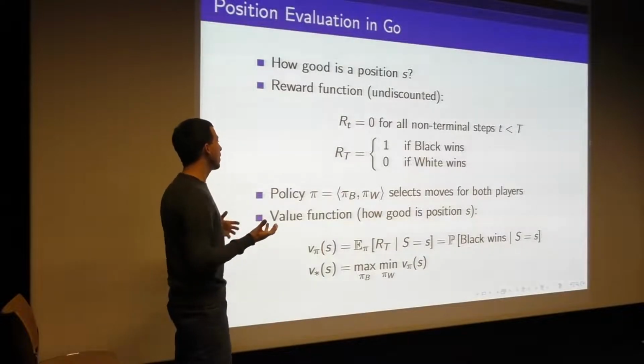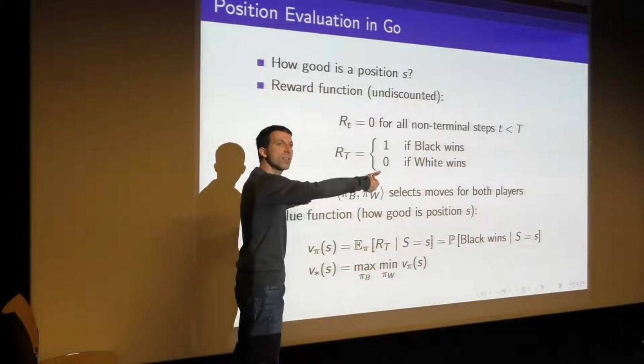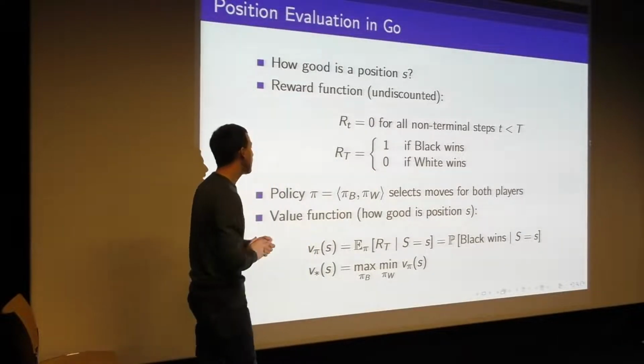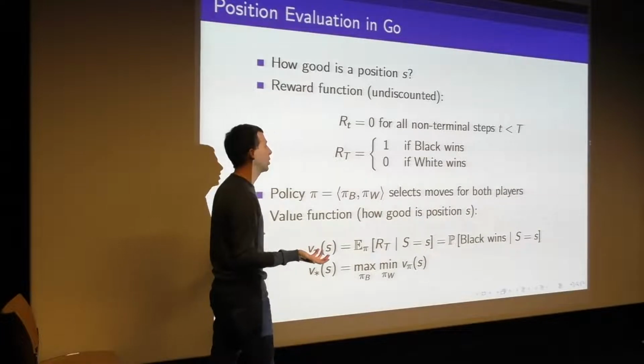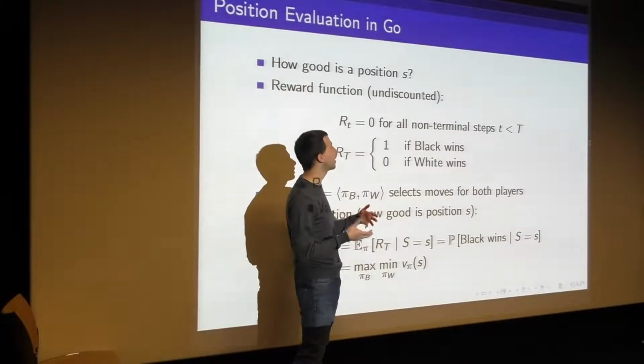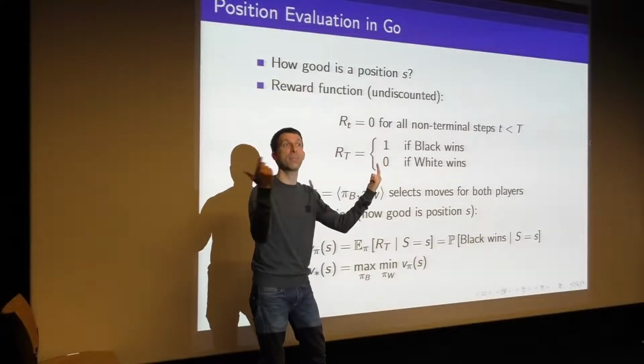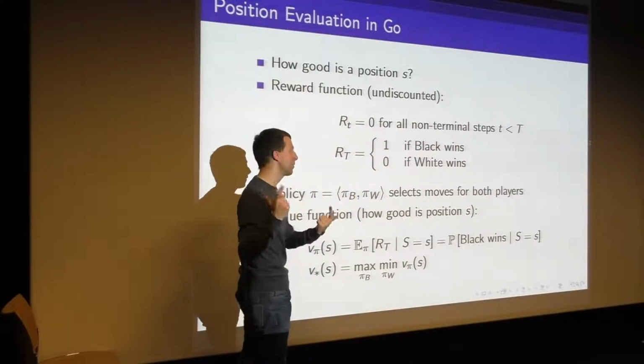And then what we're going to do is consider policies for both sides. We're going to do this by self-play. We're going to pick actions for both sides. We're basically going to now try and learn a value function, which essentially tells us how good is some position S. Like if I show you this board configuration, is it good? Is black going to win or is white going to win? I want to know if this thing's good.